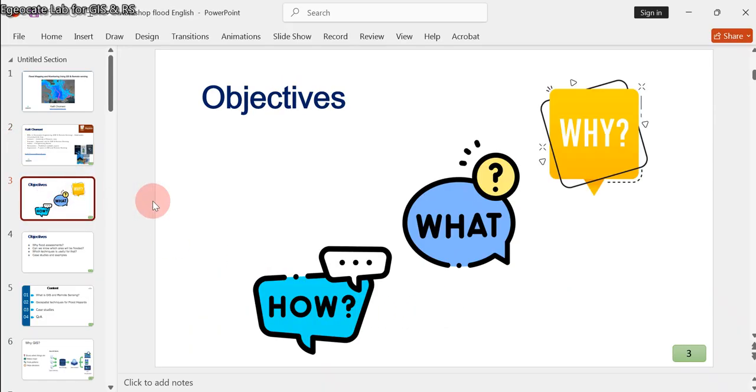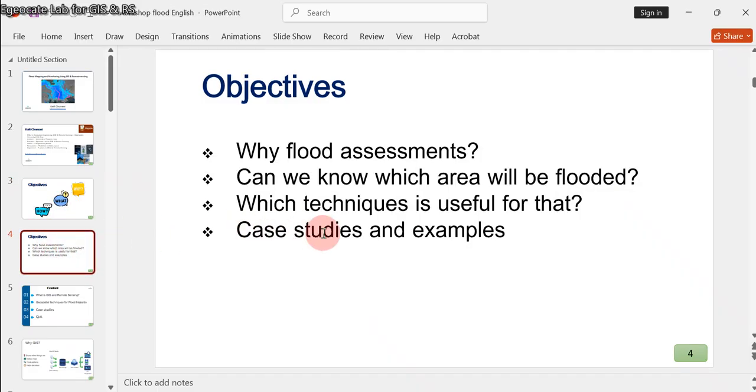In this seminar, my main objective is to simply answer 3 questions: why, what, and how. Why GIS and remote sensing are important, and why we should focus on flood. And when we focus on flood, what answers could we get when we want to study floods, and to reach this answer, how can we get it? So, in simple terms, why is flood assessment important? That's the question that I want to focus on at first.